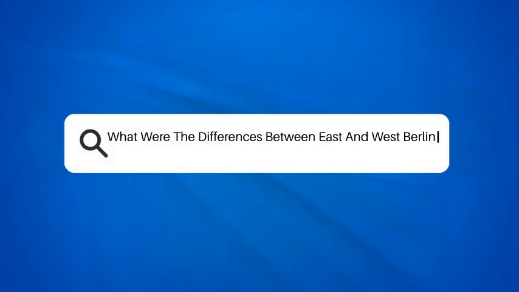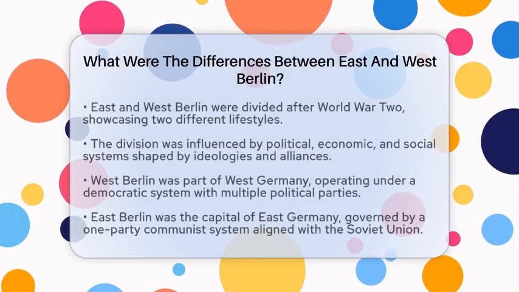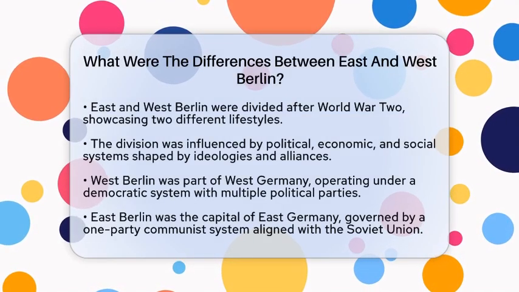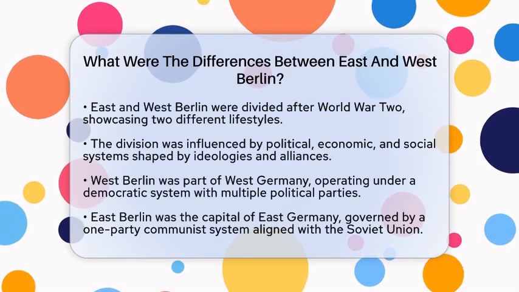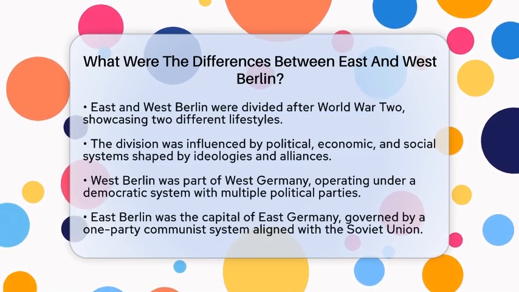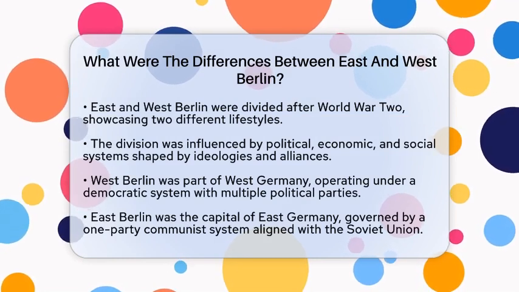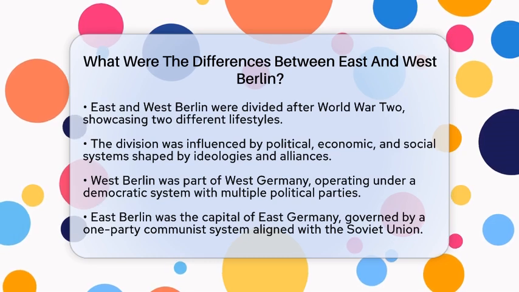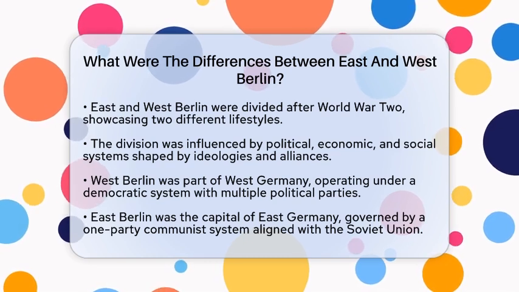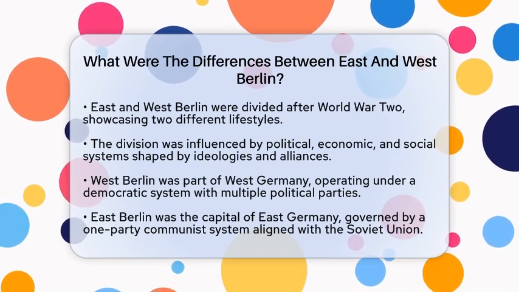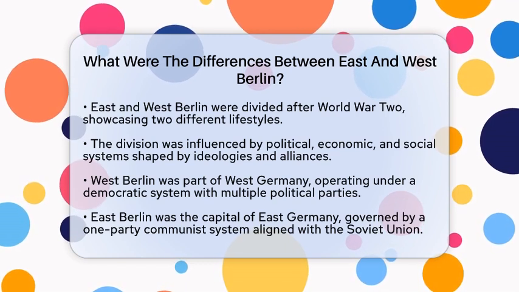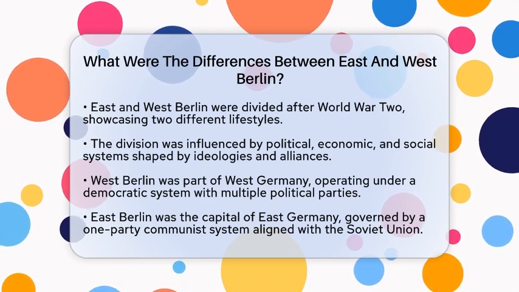What were the differences between East and West Berlin? Have you ever wondered how two sides of one city could be so different? East and West Berlin were divided after World War II, and they showcased two distinct ways of life. The differences stemmed from their political, economic, and social systems, shaped by their ideologies and alliances.